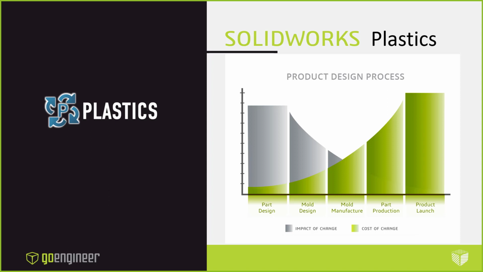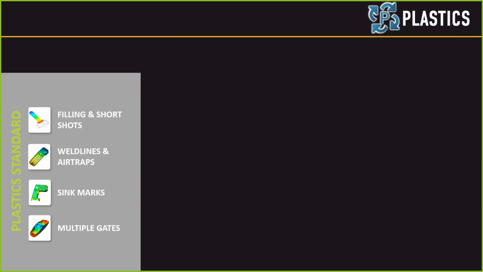So if we look at this graph, we're showing during the part design phase, our cost of change is low. During the mold design, it goes up. During mold manufacturing, it goes up more. Then once you get into part production or even product launch, that cost of change gets just exponentially higher as we're going along. So SOLIDWORKS Plastics comes in 3 different packages.